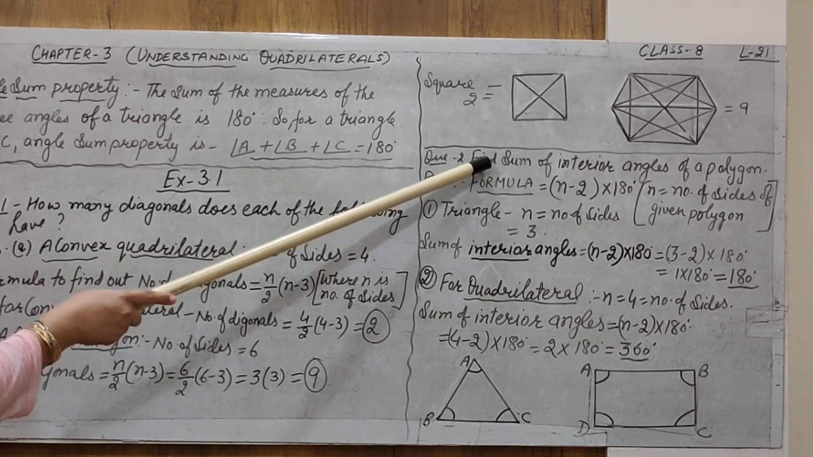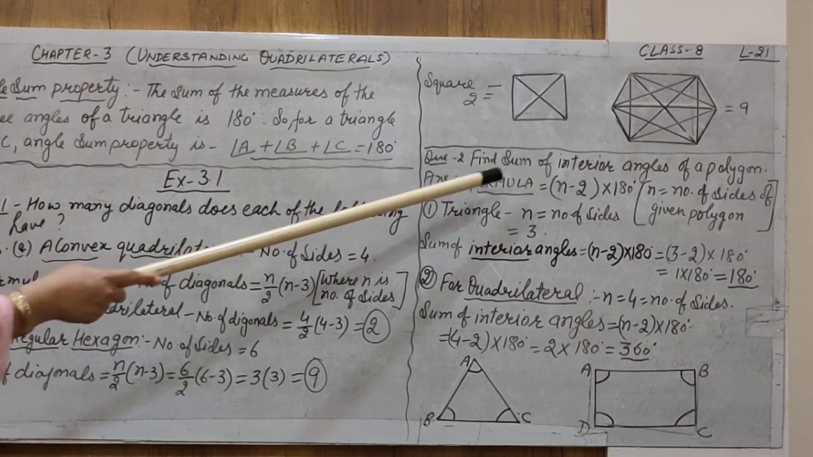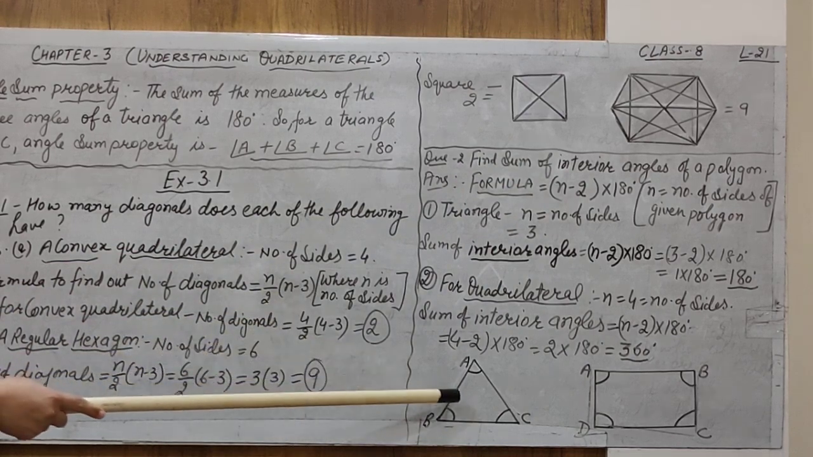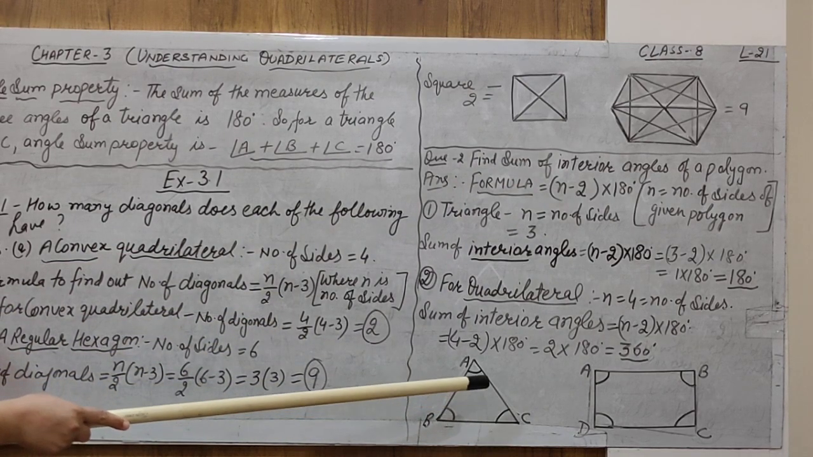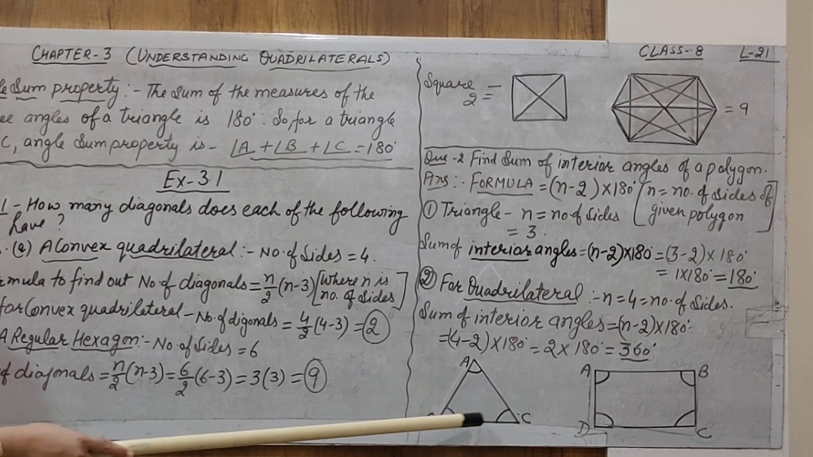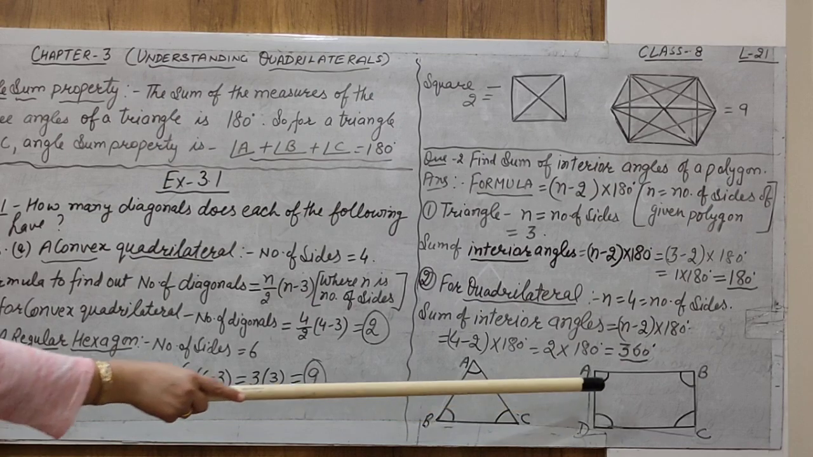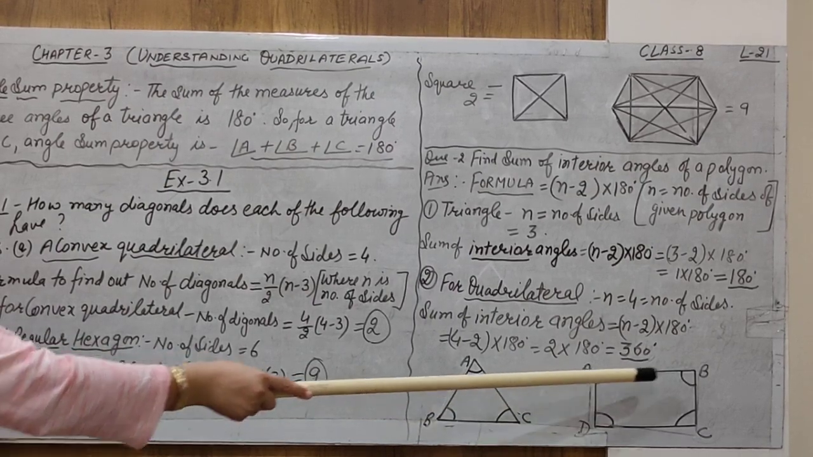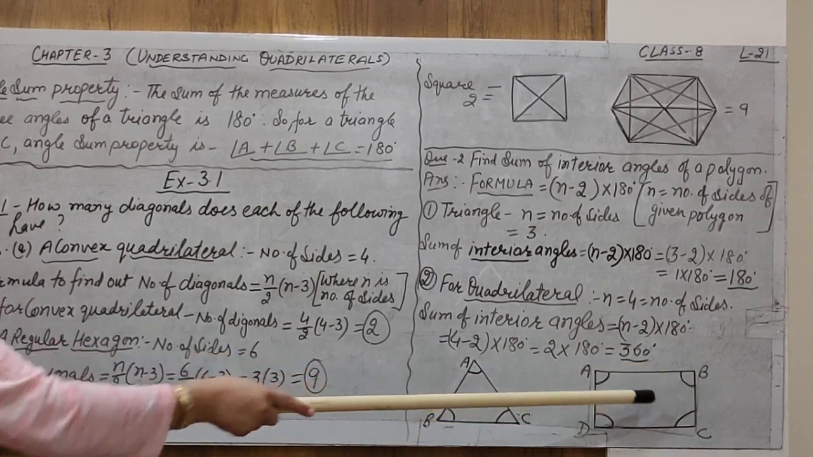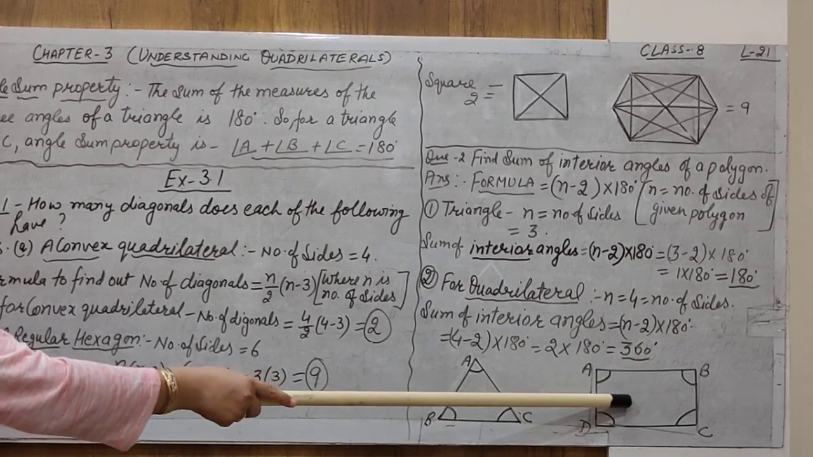Next, find the sum of interior angles of a polygon. Interior angles you can see from this figure. In this triangle we have three interior angles: angle A, angle B, angle C. Interior angles are on the interior surface of a figure. You can see from the rectangle also, ABCD is a rectangle. As I have shown here, 1, 2, 3, 4. These four angles are in the interior of this figure. So these are called interior angles.